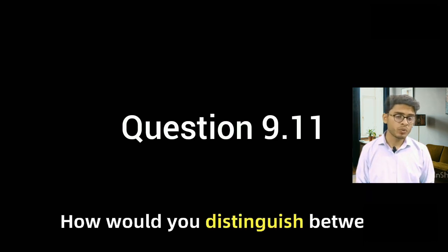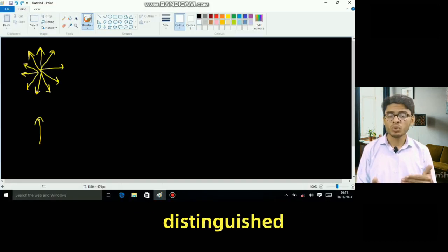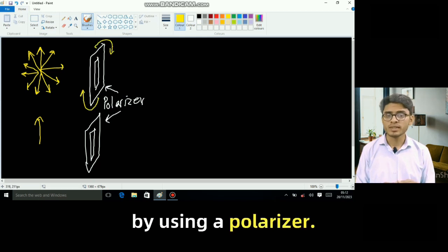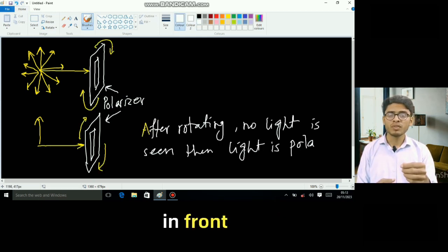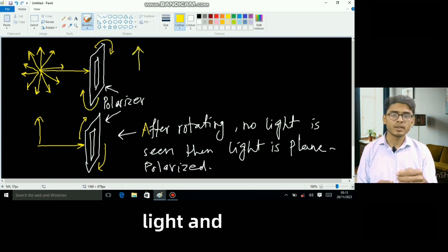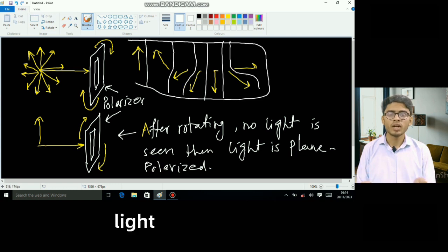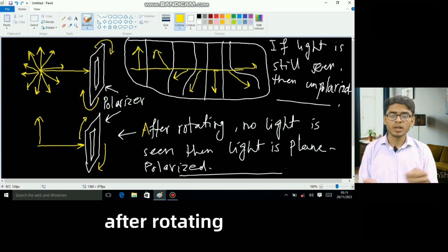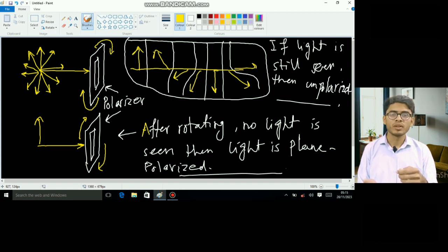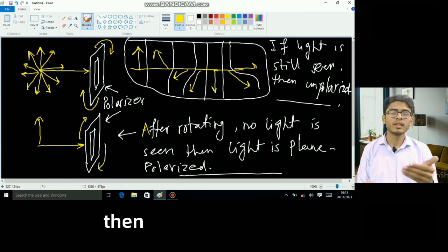How would you distinguish between unpolarized and plane polarized light? Unpolarized and plane polarized light can be distinguished by using a polarizer. If we rotate the polarizer in front of the light and the light can still be seen, then the light is unpolarized. And if after rotating the polarizer the light cannot be seen or becomes dim, then the light is plane polarized.